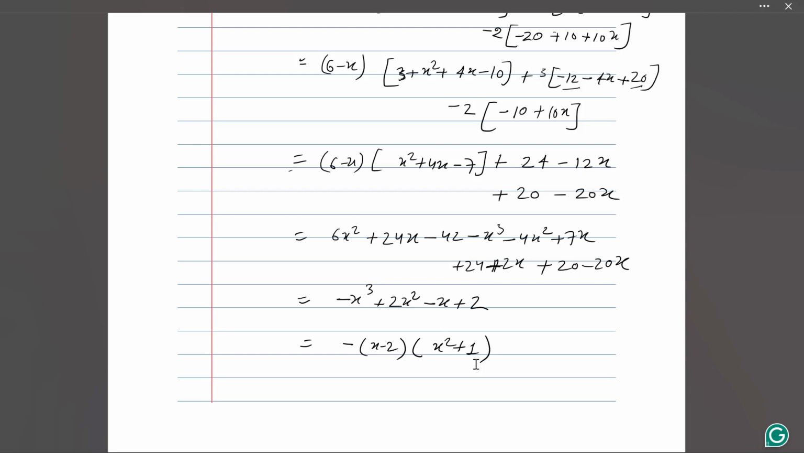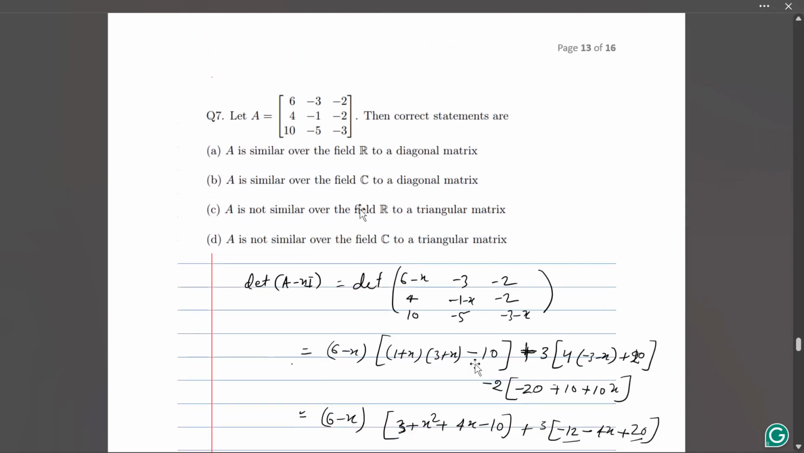So it does not have all the eigenvalues inside R. It has complex eigenvalues. So it is diagonalizable over R, this is false. Similar to a diagonal matrix means diagonalizable by definition. A is similar over C to a diagonal matrix. Yes, A is similar to what? To diag(2, I, minus I). All three are different eigenvalues. So this is correct.